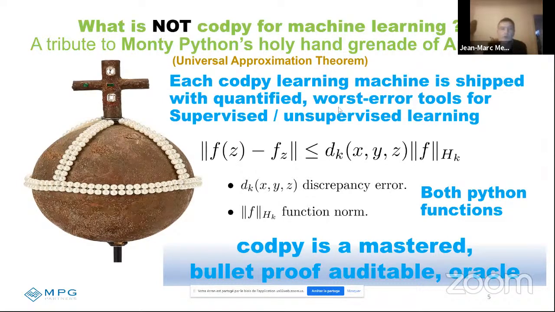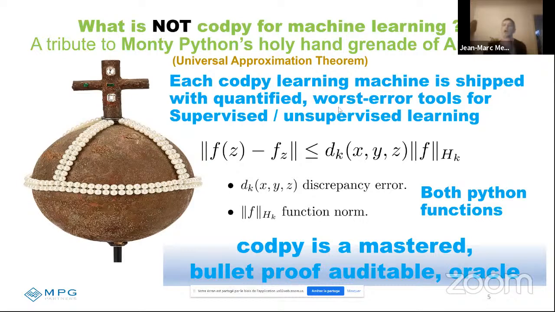Okay, but now what is not copy for machine learning, as was advertised by Daniel. CutP is not at all an Orléans grenade of Antioch, for those who know the Monty Python. It means that we never rely on the universal approximation theorem to pretend that our methods are converging. Indeed, in our method, and Daniel insisted a lot on this point just before, we can tell you before running your learning machine how confident you can be in the prediction of our learning machine.